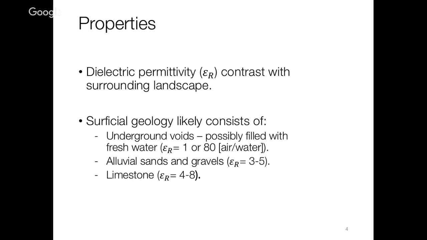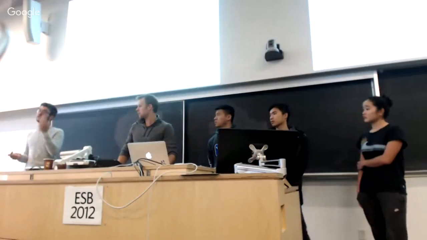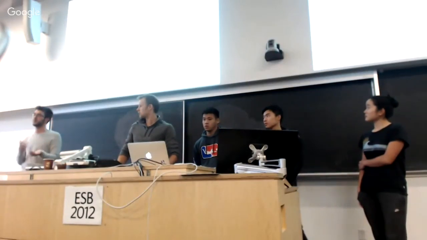We're going to quickly talk about the properties. The property that we're interested in is dielectric permittivity. The background values we're expecting are for sand and gravel, between 3 and 5, and limestone between 4 and 8. And we're looking at karst, so it's going to depend whether they're filled with air or with water. With air, we're going to be around 1, with groundwater, we're going to be around 80.